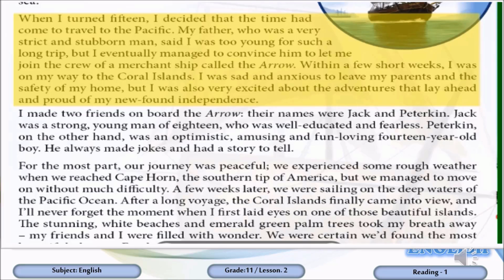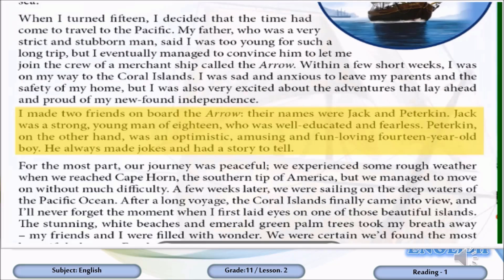I was sad and anxious to leave my parents and the safety of my home, but I was also very excited about the adventures that lay ahead and proud of my newfound independence. I made 2 friends on board the Arrow. Their names were Jack and Peterkin. Jack was a strong young man of 18 who was well-educated and fearless. Peterkin, on the other hand, was an optimistic, amusing, and fun-loving 14-year-old boy. He always made jokes and had a story to tell.